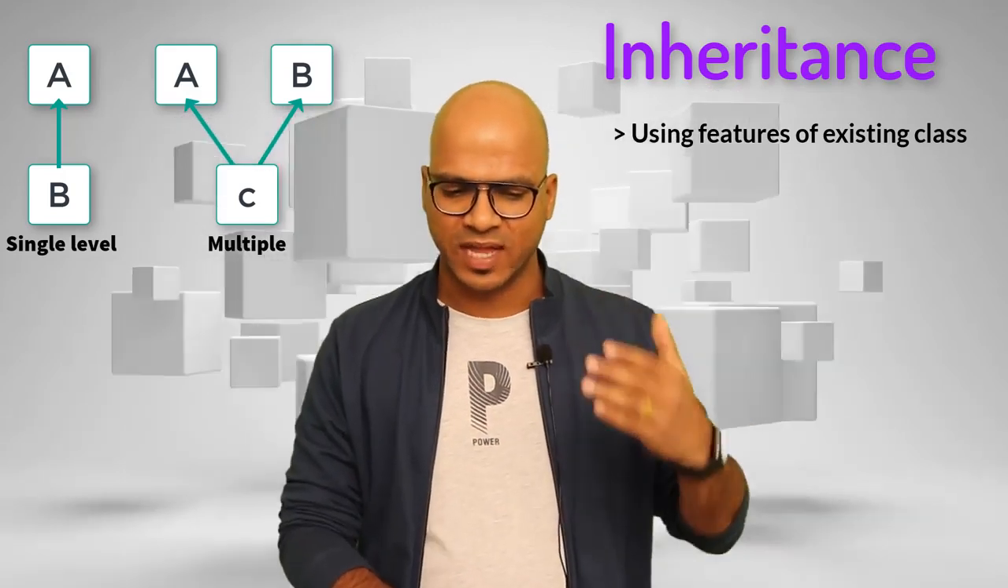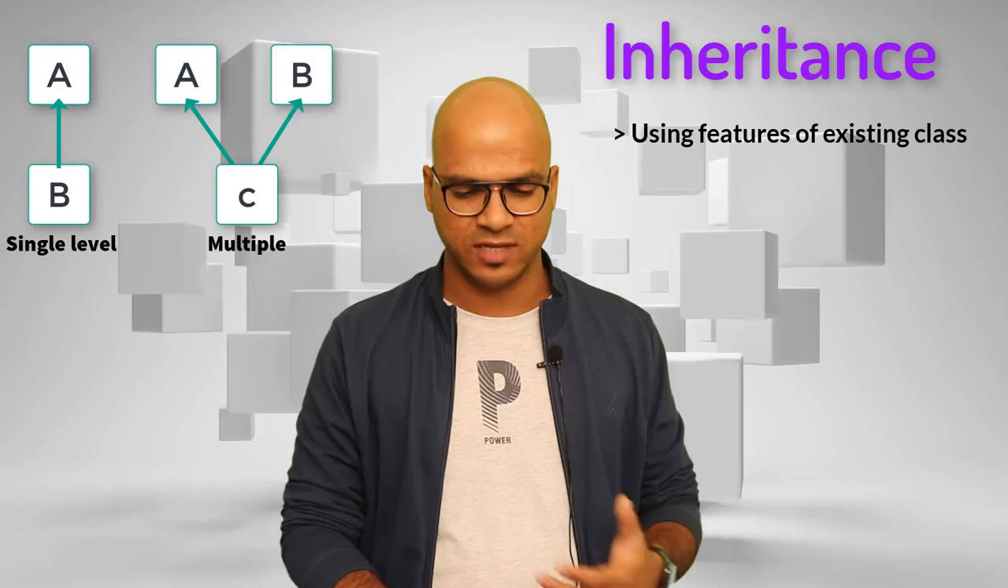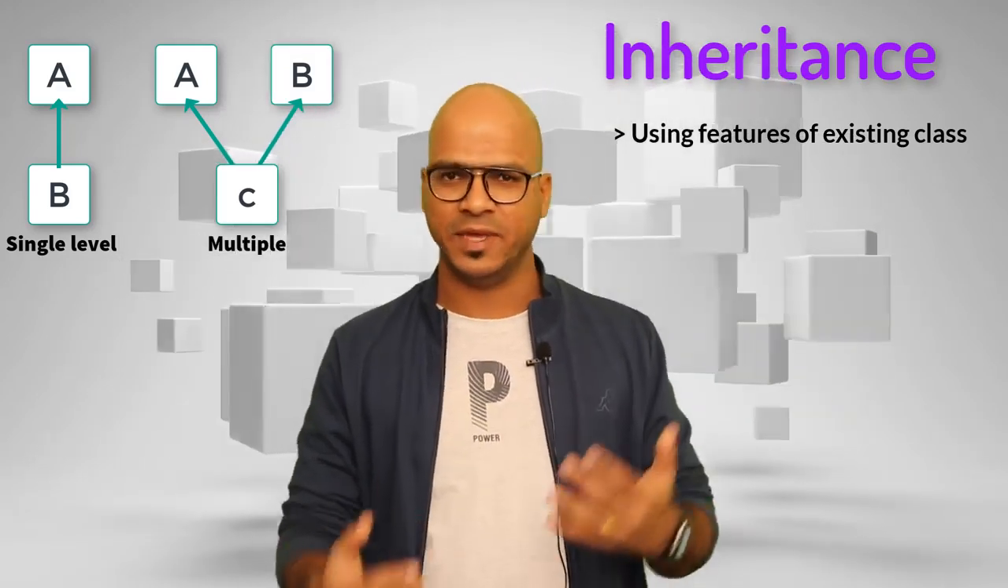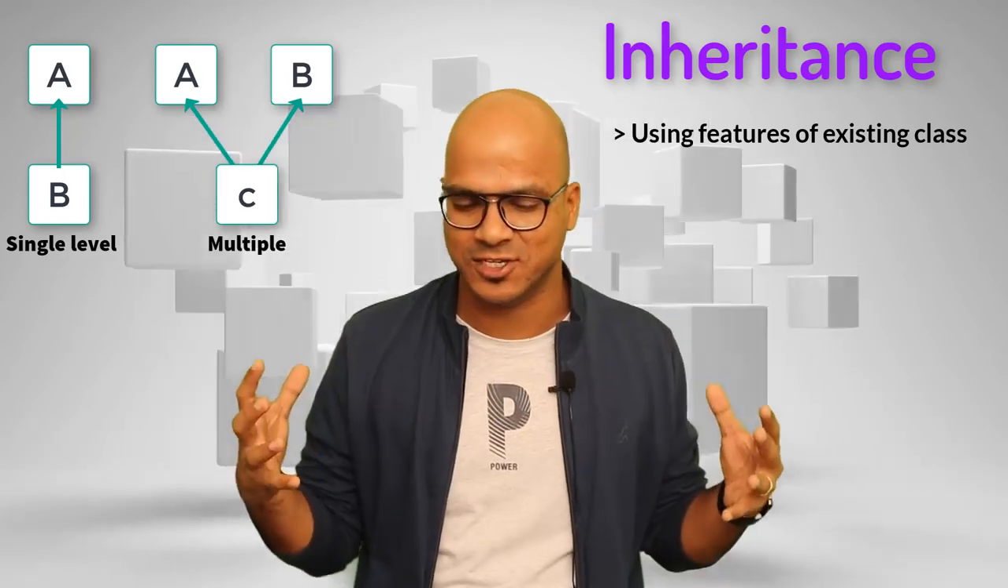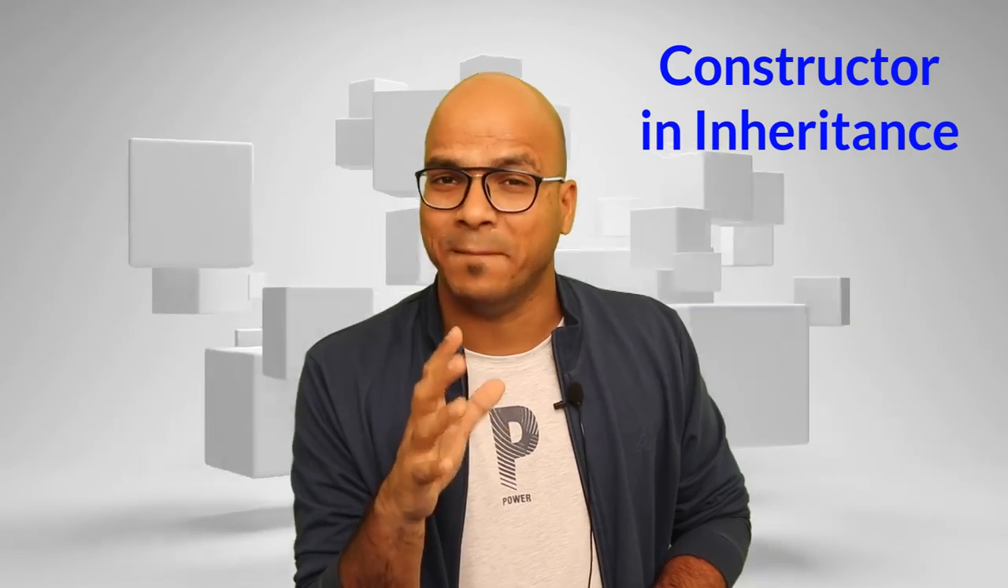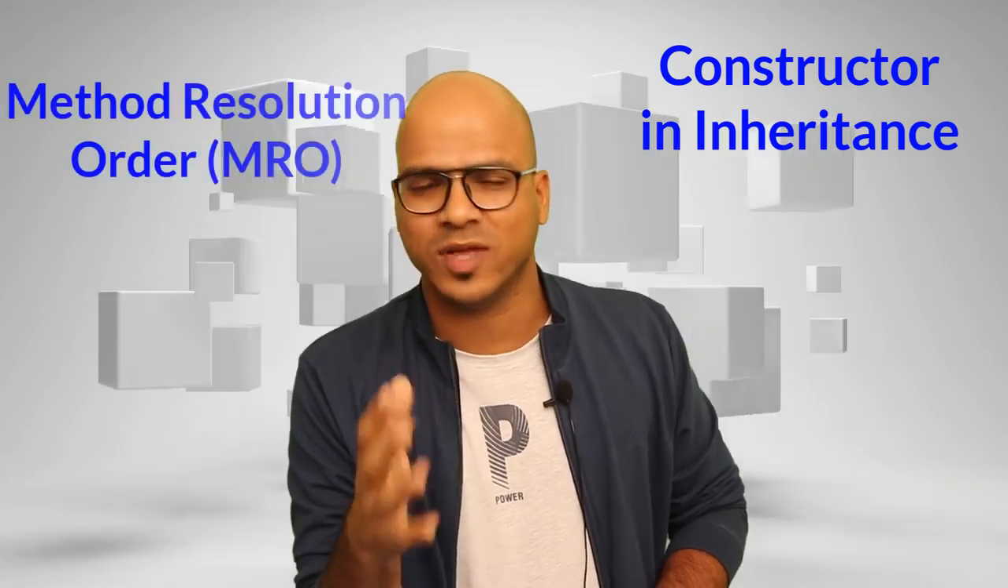So in this case, we have class A, class B, and then we have class C, which has a feature 5, but it is also inheriting A and B. So we can say C has 5 features. That makes sense. Now what we'll do in this video is talk about two topics. The first one is the constructor in inheritance, how it behaves. And we'll also talk about method resolution order, or you can say MRO. So let's start with the constructor.